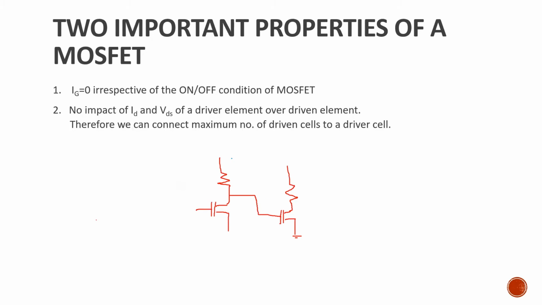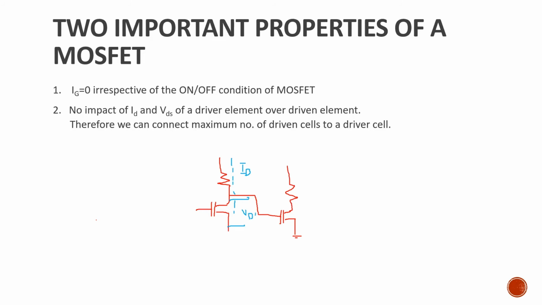Yeah, guys, here there is a current, ID, or whatever. This is the ID. And of course, here there is a voltage as well, VDS.